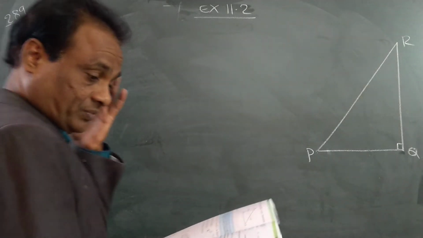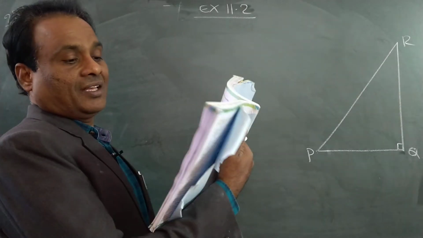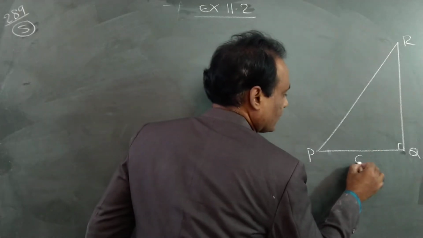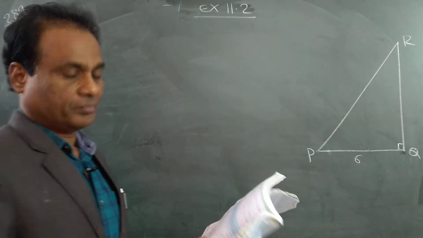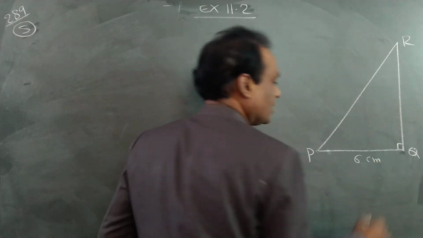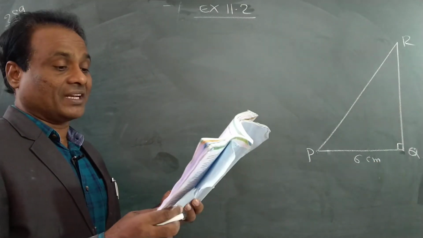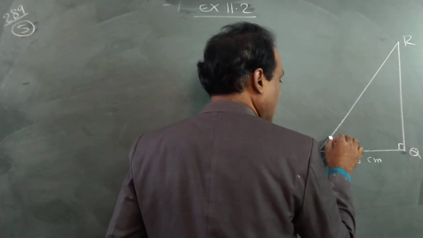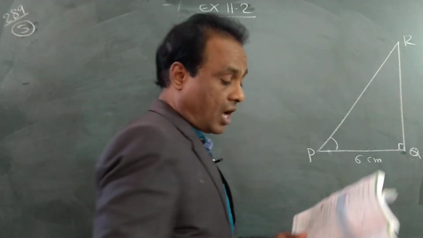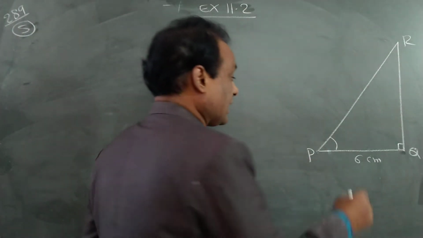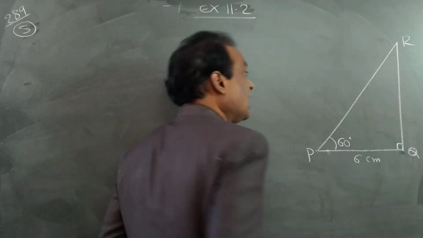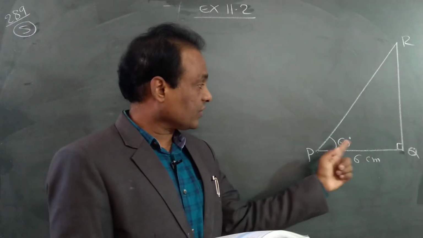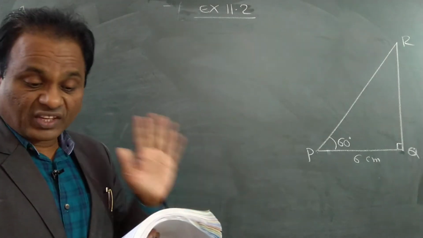Now, PQ is equal to 6. Where is PQ? PQ, 6 centimeters. PQ is equal to 6 centimeters. Angle RPQ is 60 degrees. PQ is equal to 6, RPQ is equal to 60 degrees.